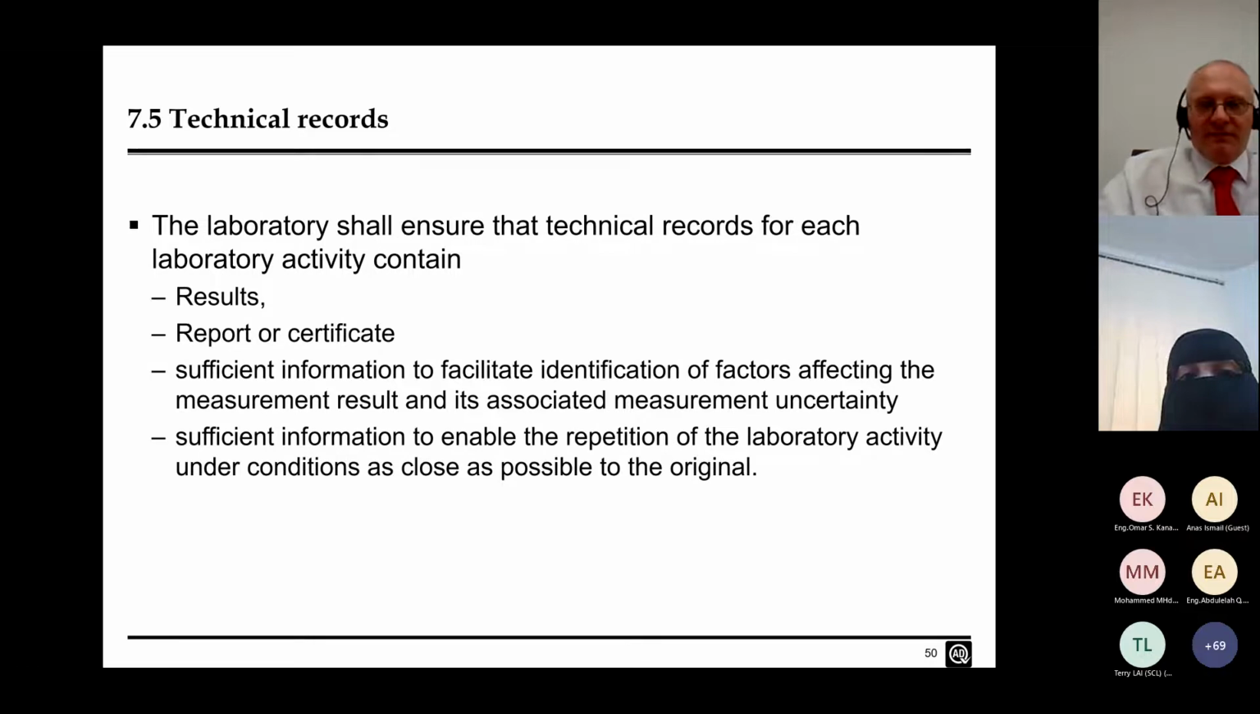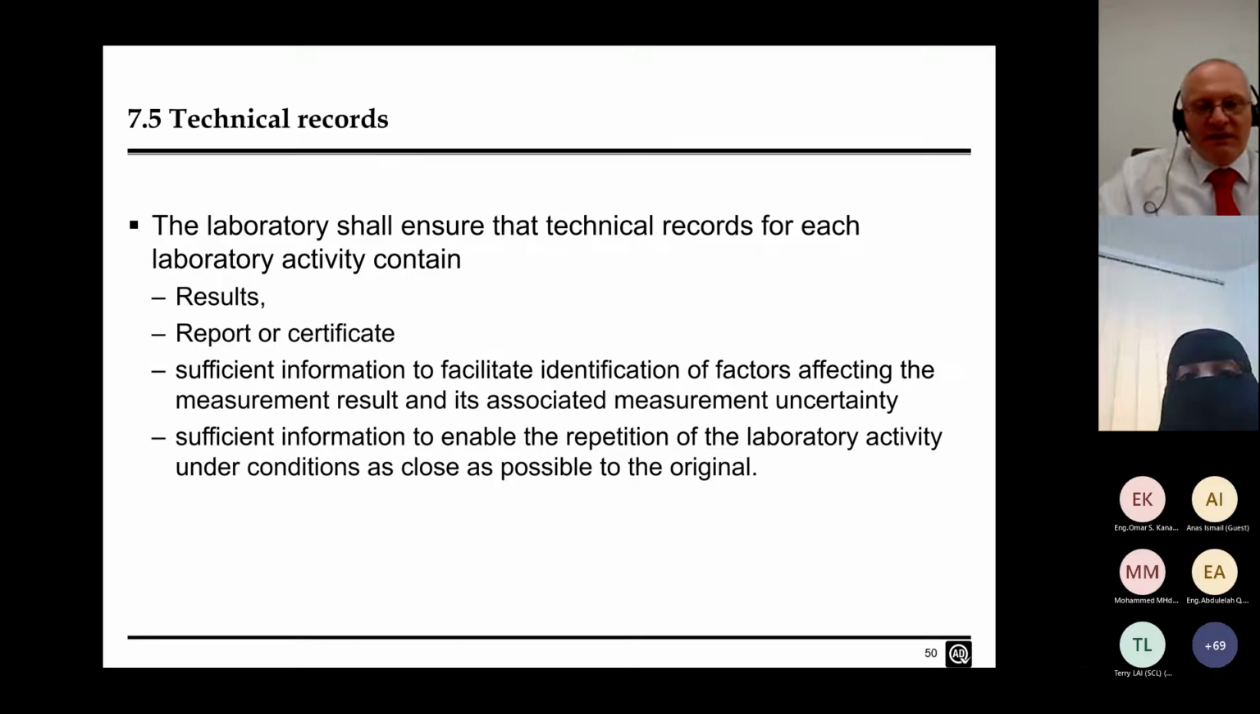It's very important that the minimum set of information recorded on the technical records, which we're going to go through now, is kept. We need to make sure that we keep the results, we keep the report or certificate, and we keep sufficient information to facilitate identification of factors affecting the measurement result and its associated measurement uncertainty. What does that mean? We need to know what procedure we were following.